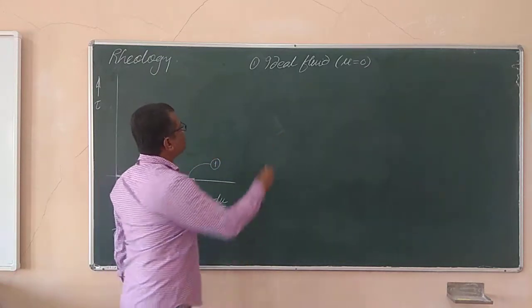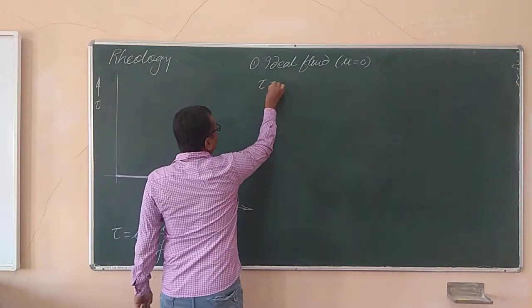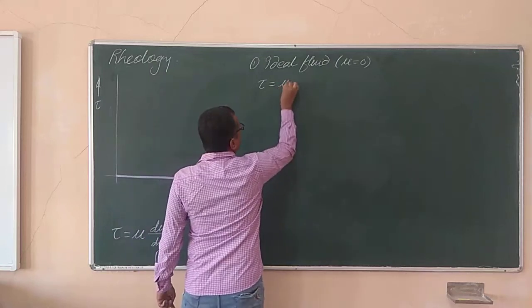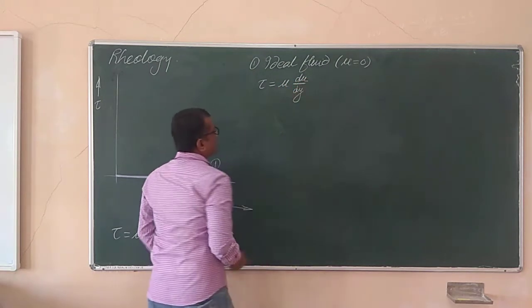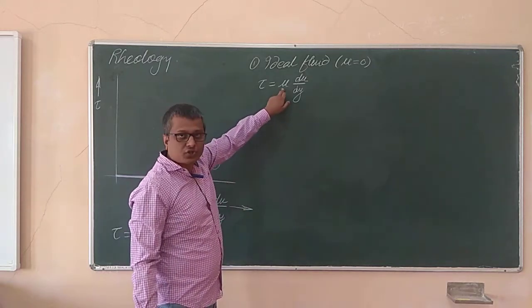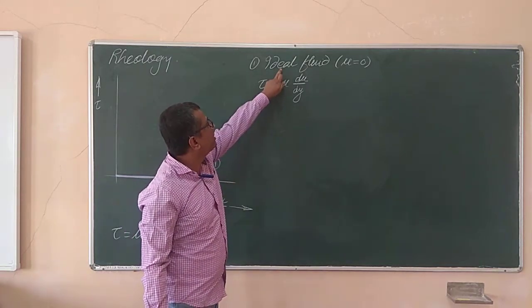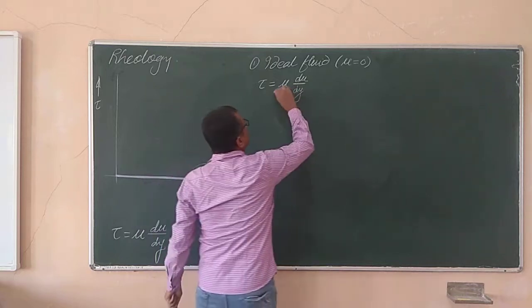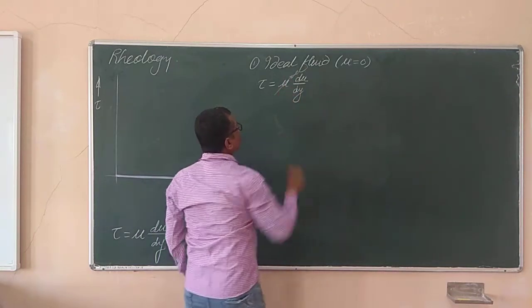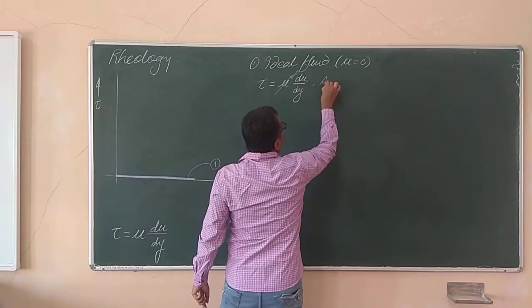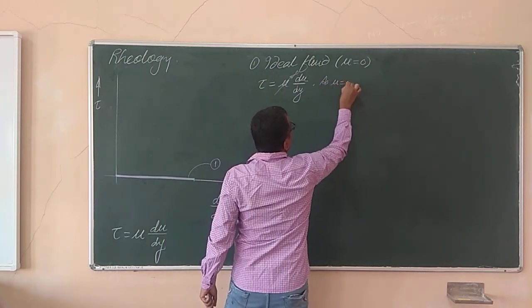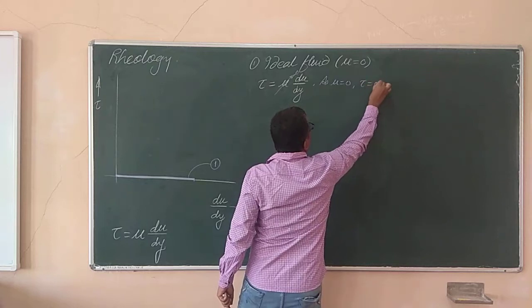And if that is the case, we can say that for ideal fluid, tau is equal to mu into du by dy. So the dynamic viscosity of the ideal fluid itself is 0, so this is tending to 0. So obviously, as mu is equal to 0, tau is also equal to 0.